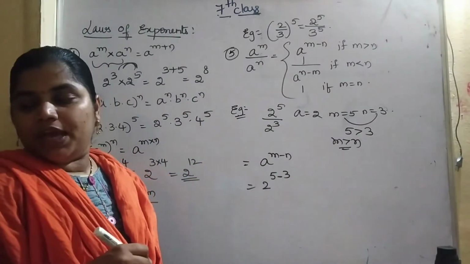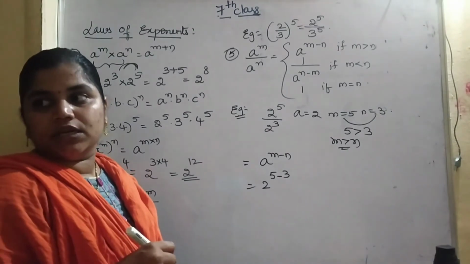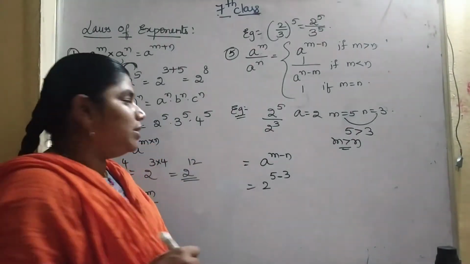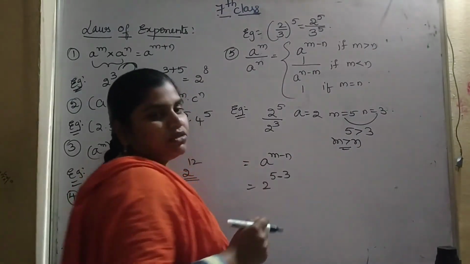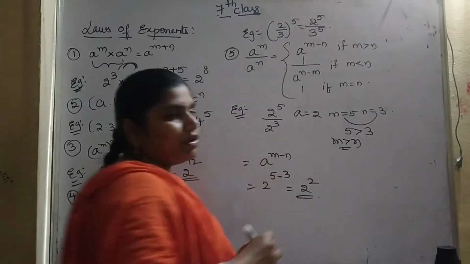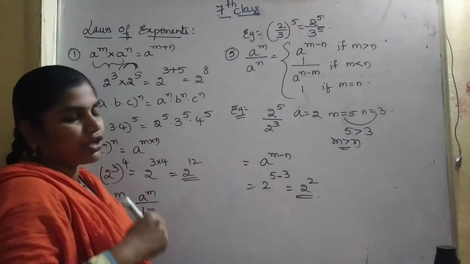So whenever m value is greater than n value, we will apply the first condition, that is a power m minus n. So we are subtracting 5 minus 3. That will be how much? 2 power 2 is our answer. So this is for the first condition.